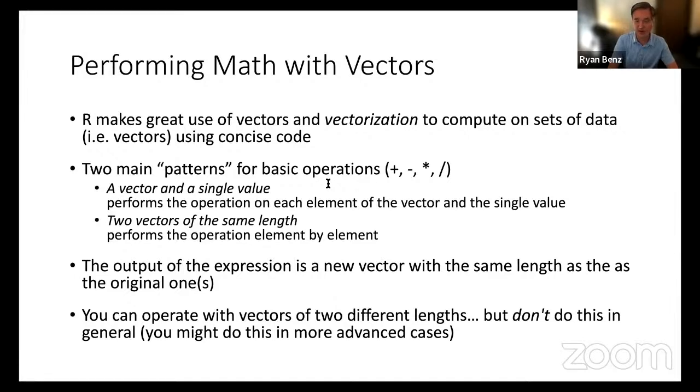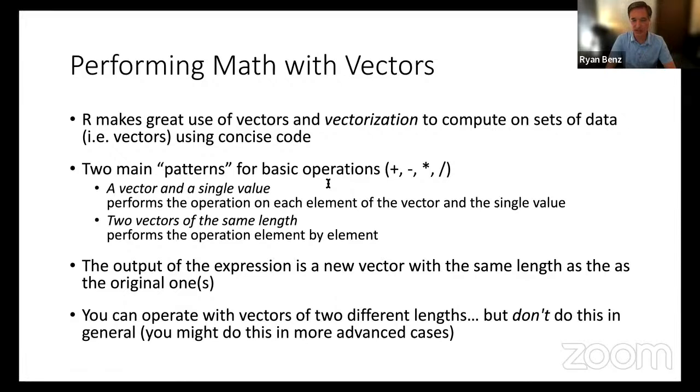There are 2 main patterns, and we're going to practice this in just a second. For working with vectors in R, we're going to either have a vector of values and then a single value and perform math on those. And what's going to happen is that single value is either going to be added or subtracted or so on to every value in that vector. So we take one value and apply the math operation to every individual entity in that vector.